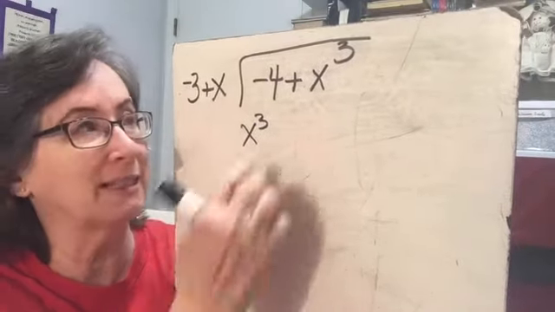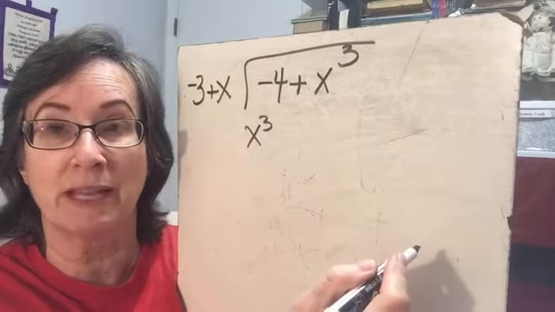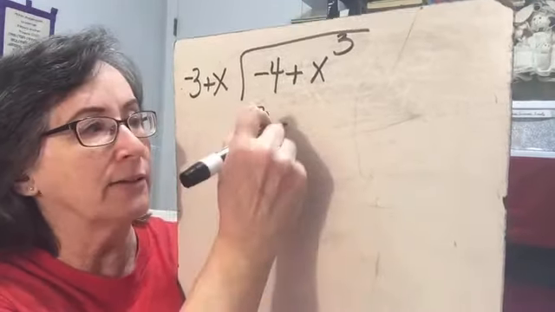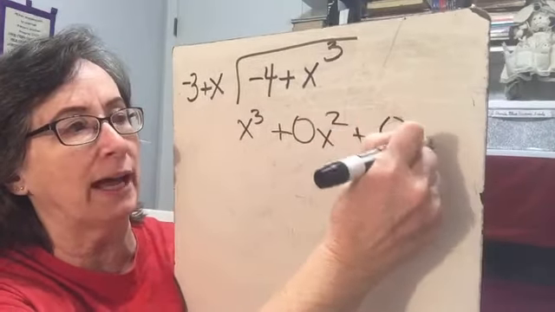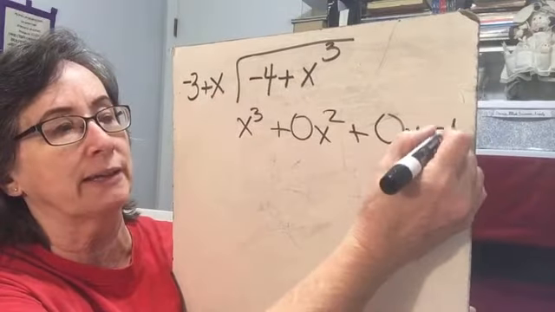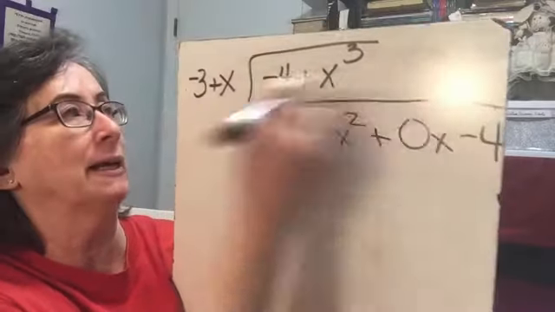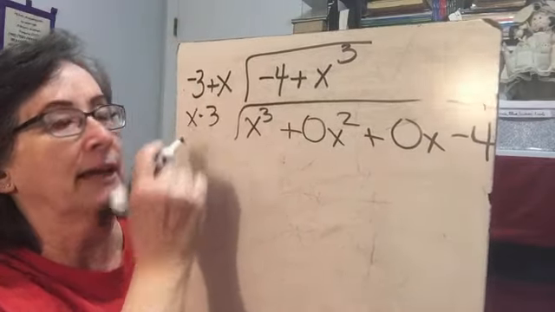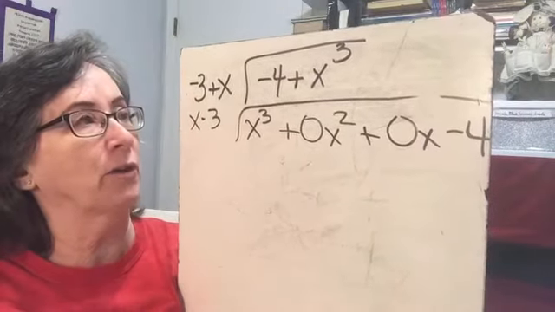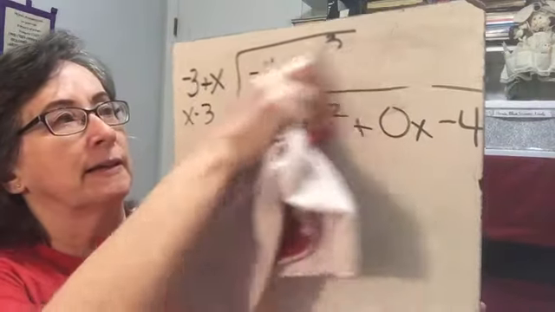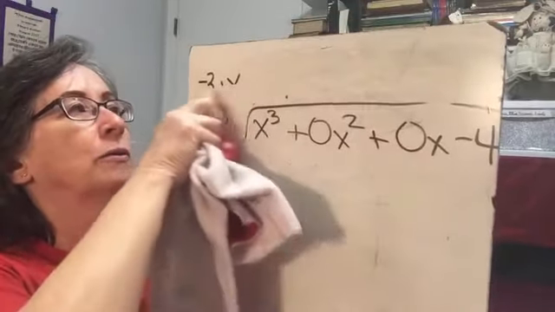We're going to notice that we have a negative 4, but it should be way at the end. So we're going to go down with dummy variables to fill in the holes. So plus 0x squared plus 0x, and then the minus 4 at the end. And then here we're going to just divide by x minus 3. And we're going to erase what we had there to make room for our quotient. And we have everything set up to divide.